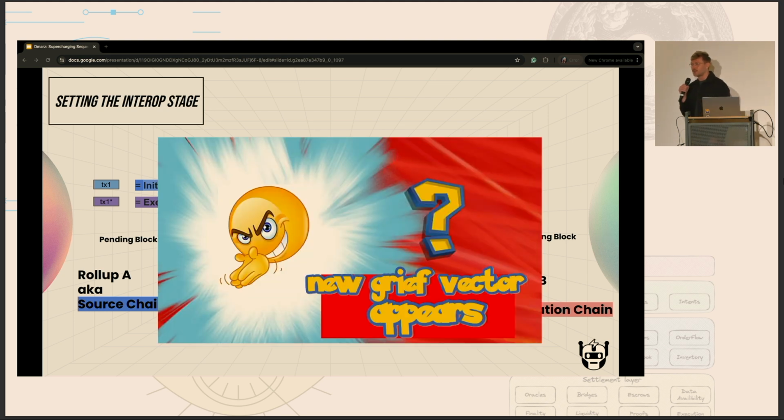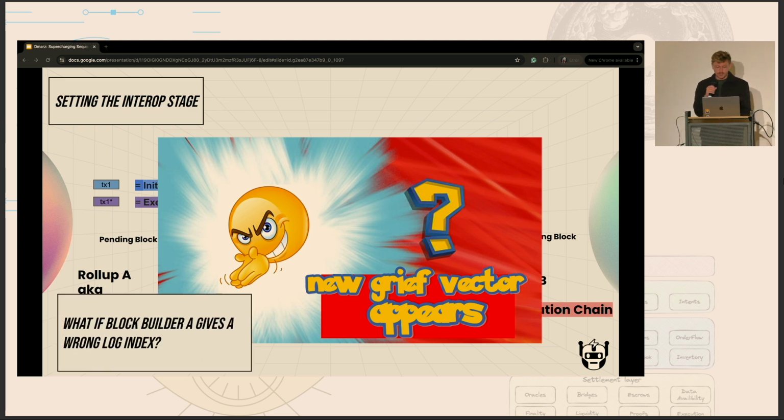Particularly, this is a griefing vector. What block builder A could do is say they're including the transaction in the first slot. They could then pass that message to block builder B. Block builder B will then include it, but then block builder A will not actually propose a block with the initiating message inside of it, therefore invalidating block builder B's block. So yeah, that's a problem that we have to overcome here. What if a block builder gives a false log index?